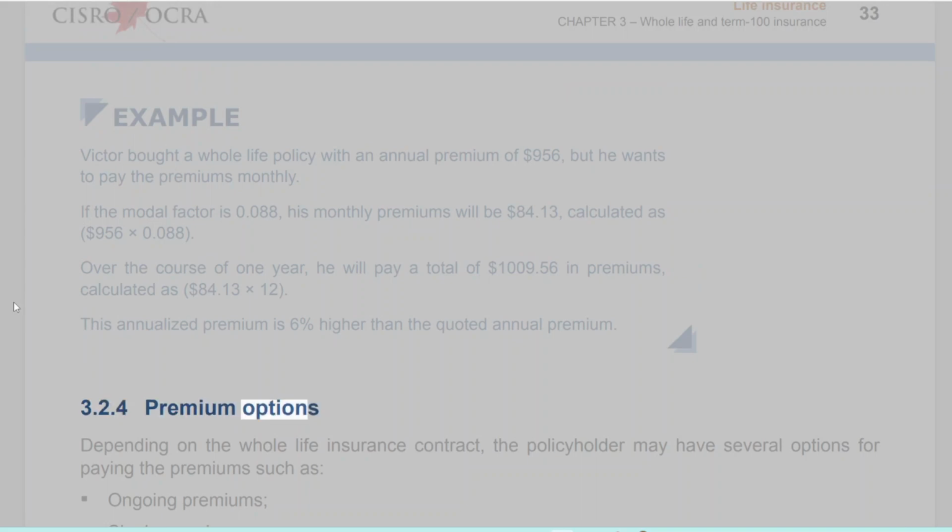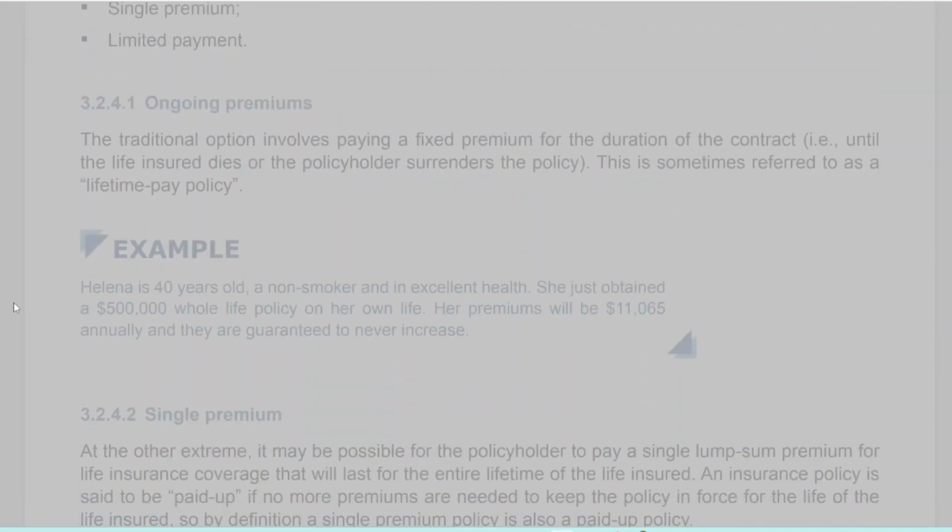3.2.4 Premium options. Depending on the whole life insurance contract, the policyholder may have several options for paying the premiums, such as ongoing premiums, single premium, limited payment. 3.2.4.1 Ongoing premiums. The traditional option involves paying a fixed premium for the duration of the contract, i.e., until the life insured dies or the policyholder surrenders the policy. This is sometimes referred to as a lifetime pay policy.